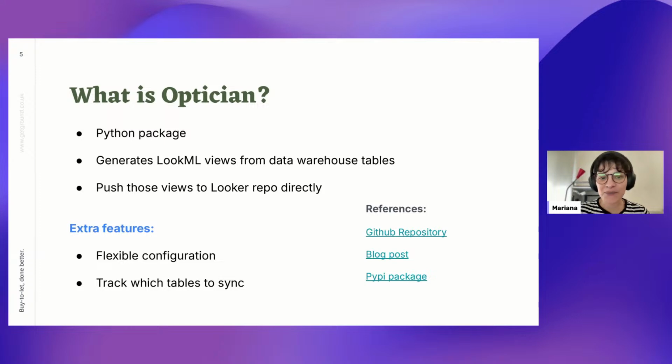Okay, moving to Optician. So what is this? Optician is a Python package that generates Looker views from your data warehouse tables and pushes them to the Looker repo. There's extra features, so additionally, you can also customize some stuff in a config file that I'll show you later. And there's also a command to list which marks need to be synced. But this is more of an extra feature, so I'm leaving it out of this presentation. You can always check it in the README later.